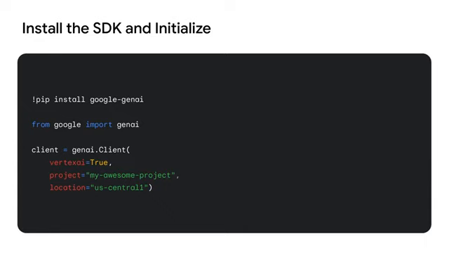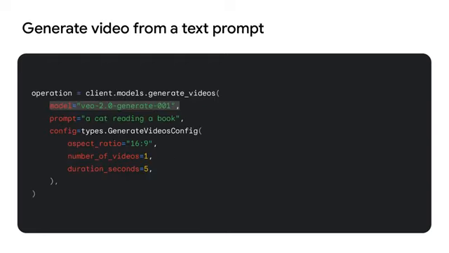Veo API is also available through the Google GenAI SDK, and let me show you how to use it in Python. You start with installing the same Google GenAI pip package, then import the GenAI module and initialize a client object, just like what you did with Imagen earlier. Next, we'll use a model called Veo 2.0 Generate 001 for text-to-video generations. Similar to text-to-image generations with Imagen, we define the prompt, the aspect ratio, the number of variations we want to create, and the length of each video.